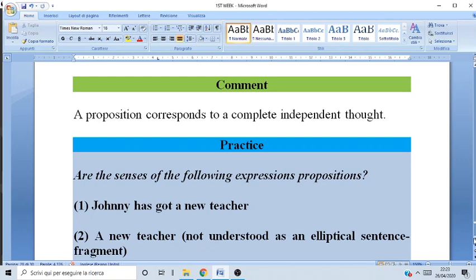Next comment that is not related to what we've done so far, but it adds further information about propositions, is that propositions correspond to a complete independent thought. Okay, a complete independent thought. So what do you think? Are the following expressions propositions or not?